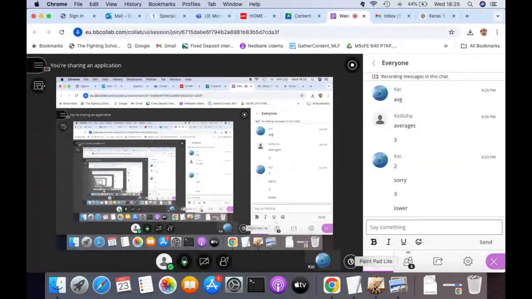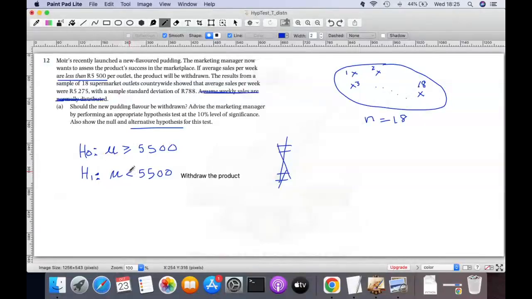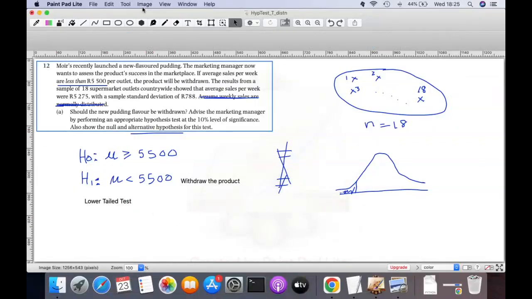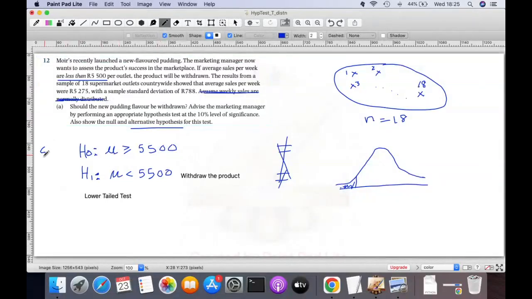Yes, very good, Kay. Yes, it's lower. So that means it's a lower tail test, because I think of this as an arrow pointing to the left. If I had to draw a rough sketch, lower tail means the rejection region is on this side. All right, so I'll put a note there. If you need to put a note here, you can just say lower tailed test. That's your step one, the hypothesis testing.